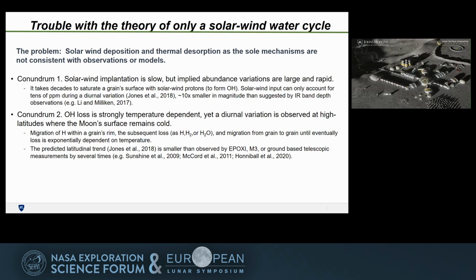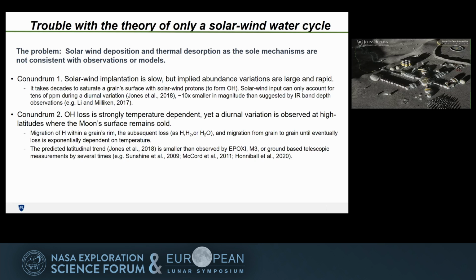To explain the implied abundance variations that are large and rapid, it takes decades, as I mentioned, to saturate a grain surface with solar wind protons. And modeling suggests that only tens of ppm can be lost during a diurnal variation, which is an order of magnitude smaller than is suggested by the IR observations themselves. But I do want to say it would be consistent with the UV observation by Hendricks et al.